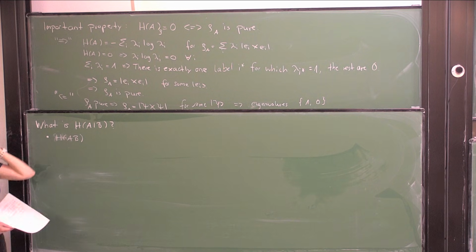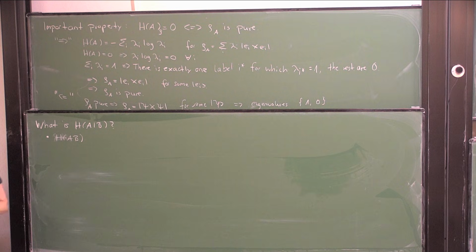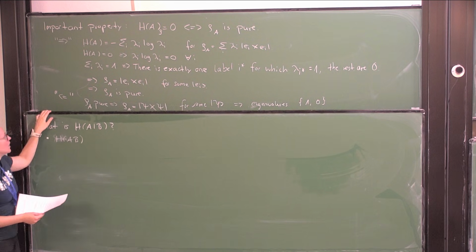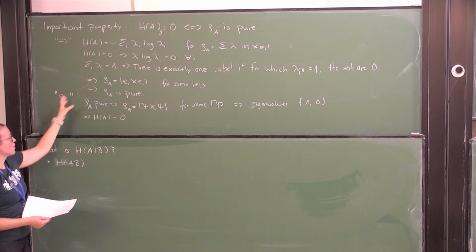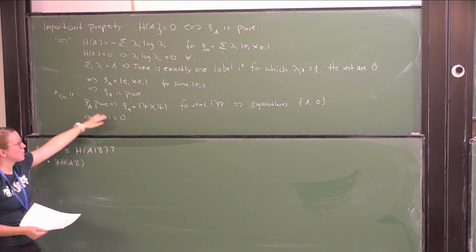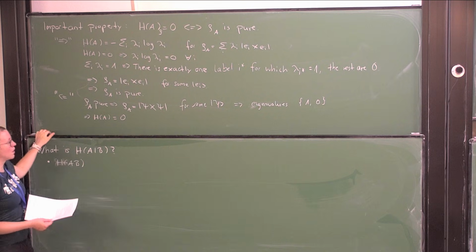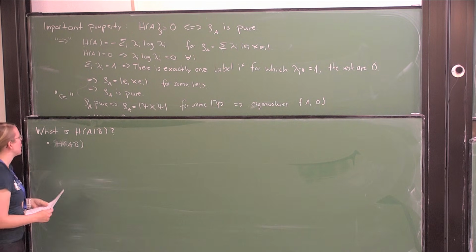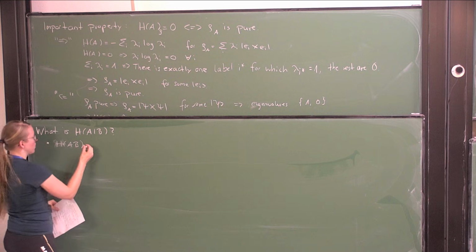Zero, yes. Exactly. Because why is it 0? This is a pure state. Yes, exactly. We showed that for a pure state the entropy is always 0. I mean, we showed it for the entropy of a single system, but this just translates to the entropy of multiple systems. If it's in a pure state, this is 0.